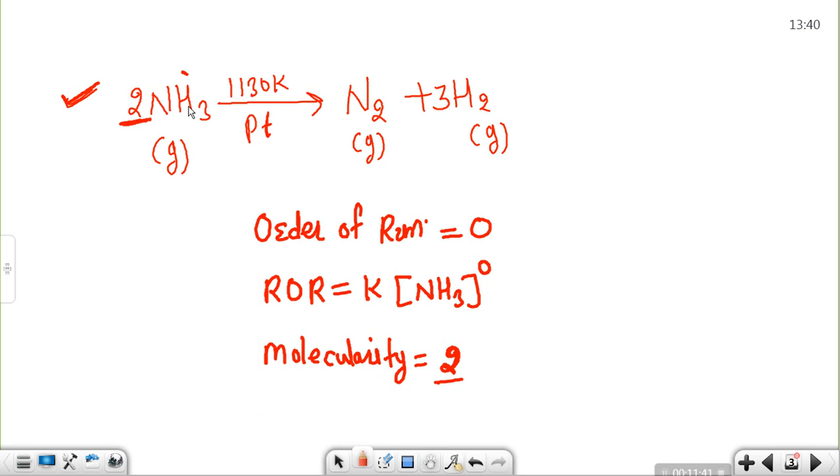So we have easily dealt with what the order of reaction is, what the molecularity of reaction is, and what the major differences are between order of reaction and molecularity of reaction. The important thing is order of reaction is an experimental concept, whereas molecularity of a reaction is a theoretical concept. Molecularity can be neither 0 nor a fraction, but order of reaction can be 0 or a fraction.